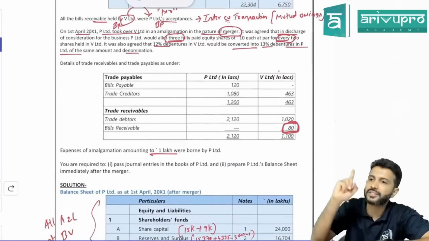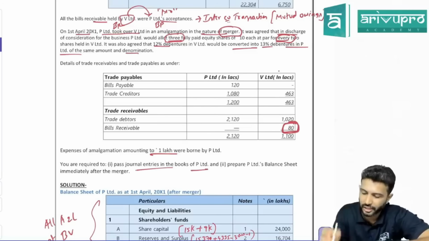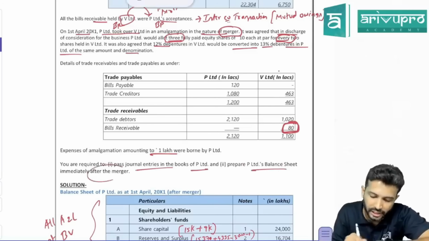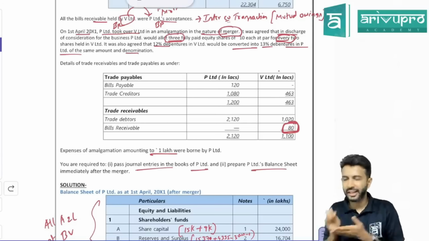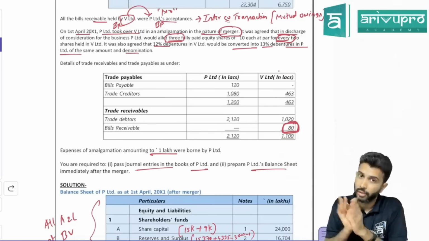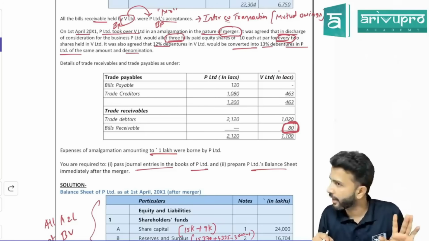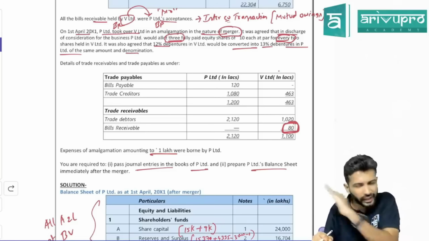Expense of amalgamation is 1 lakh. You are required to pass journal entries in the books of P Limited, the purchasing company, and P Limited's balance sheet immediately after merger. Balance sheet I'll leave. I think you're comfortable with that. I'll quickly run through the journal entries. Before we do the journal entries, we need a PC. Correct? PC missing or given?